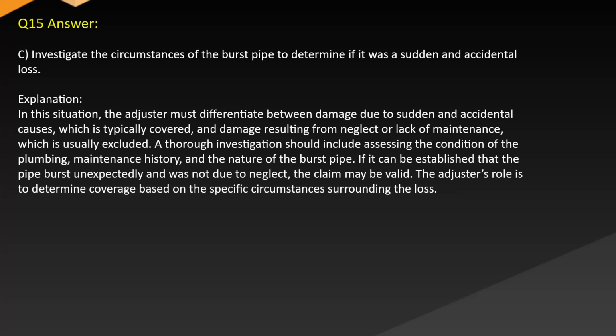Answer. C. Investigate the circumstances of the burst pipe to determine if it was a sudden and accidental loss. Explanation. In this situation, the adjuster must differentiate between damage due to sudden and accidental causes, which is typically covered, and damage resulting from neglect or lack of maintenance, which is usually excluded. A thorough investigation should include assessing the condition of the plumbing, maintenance history, and the nature of the burst pipe. If it can be established that the pipe burst unexpectedly and was not due to neglect, the claim may be valid. The adjuster's role is to determine coverage based on the specific circumstances surrounding the loss.